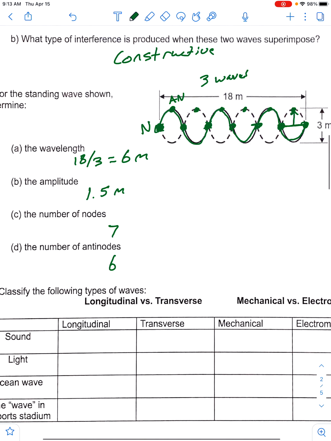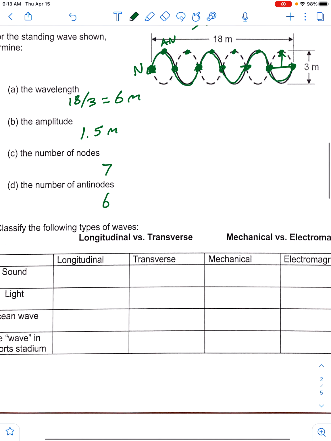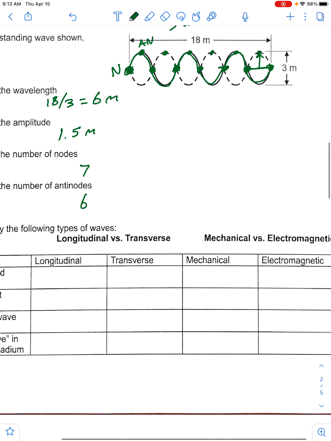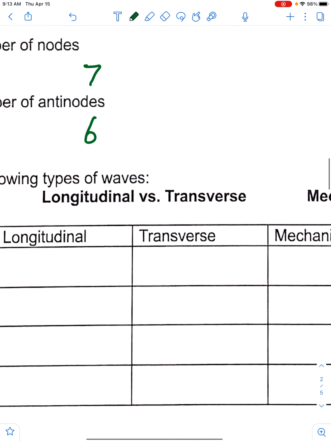Okay, so moving on to our little bracket here, classifying the types of waves. So we have longitudinal and transverse, and then mechanical and electromagnetic. I'm going to do a real quick drawing just for longitudinal and transverse. A transverse wave looks like most waves that you think of. It looks like that nice little wave like that. That was a transverse wave.